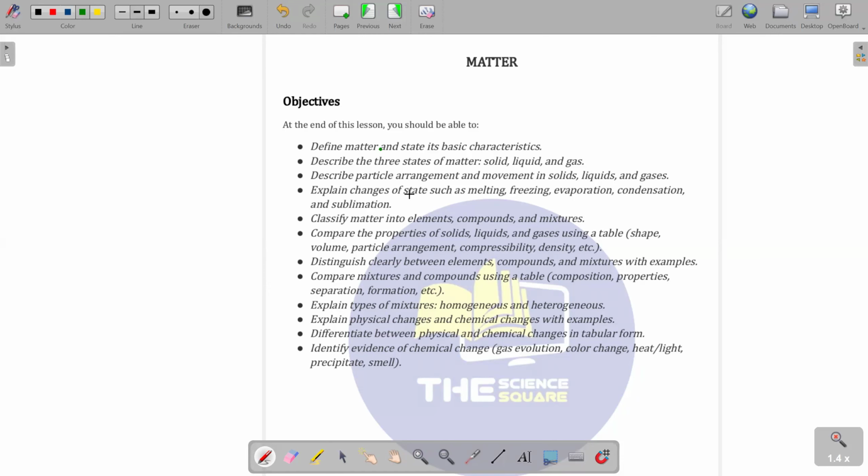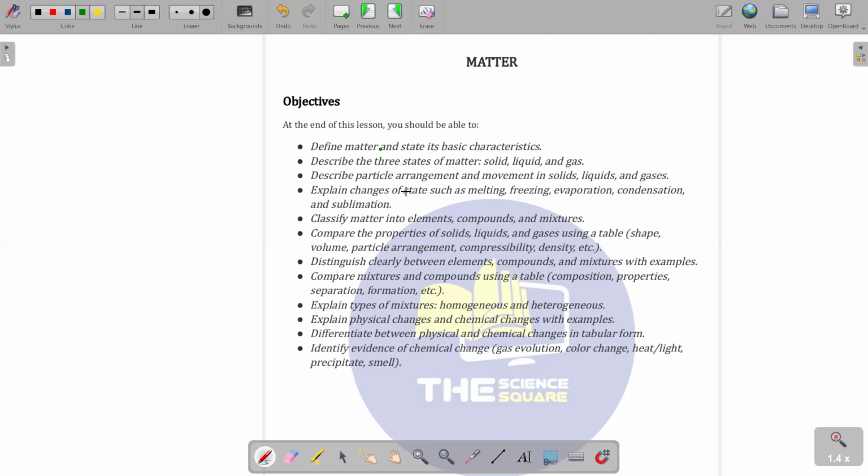You should be able to classify matter into elements, compounds, and mixtures. You should be able to make comparisons between solids, liquids, and gases. You should be able to distinguish clearly between elements, compounds, and mixtures with examples. You should be able to compare mixtures and compounds using a table. That is, give the composition, properties, and separation and formation.